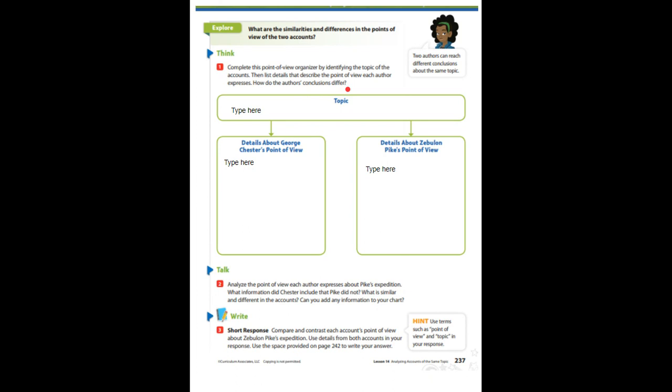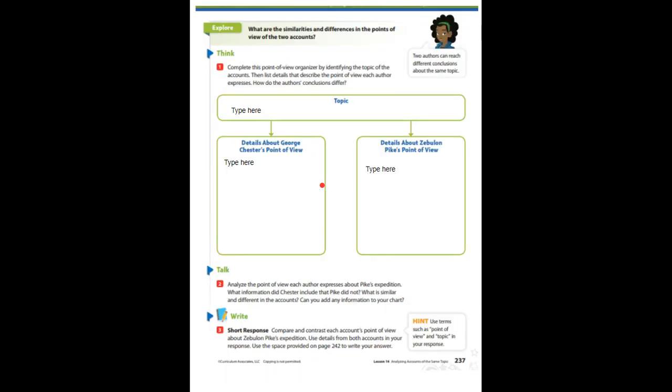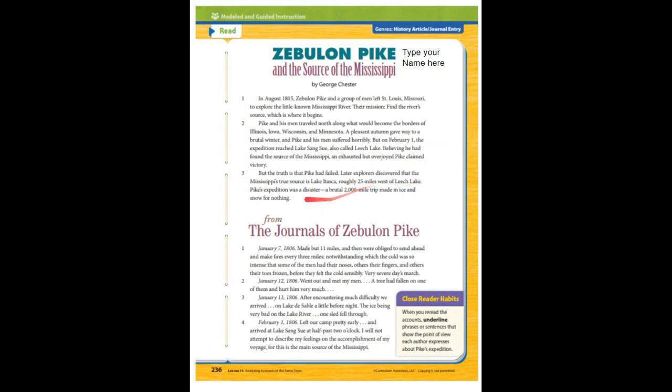So, our topic. What was our topic? We discussed this on the last page. I want you to focus on the topic. So, what took place in both stories? So what was our topic here? Then I want us to break that down and figure out the details about George Chester's point of view. And again, we're going to look back. So we're looking at this article specifically to answer the questions over here. And then if we move to the right-hand side, we have details about Zebulon Pike's point of view. So we're going to pull information here from here.